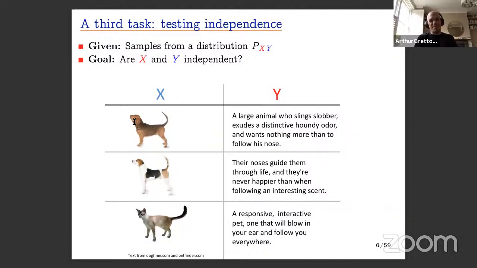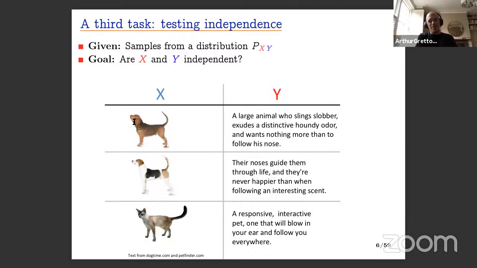So here is another setting, which I think is an interesting variant. And this is finding dependence. So dependence is a kind of interesting task. Here you've got, let's say, a picture, and you've got some text, and you want to know if the picture and the text are related. So to give an example here, the picture is a picture of an animal, like a dog or a cat. And then the caption is a caption that accompanies that picture. So the first is a hound dog, and the caption is: a large animal who slings slobber and exudes a distinctive houndy odor.